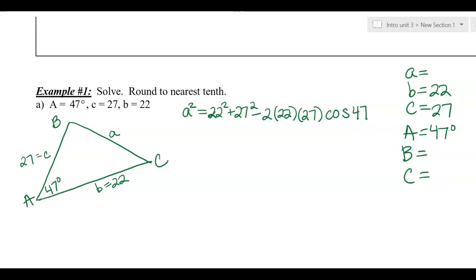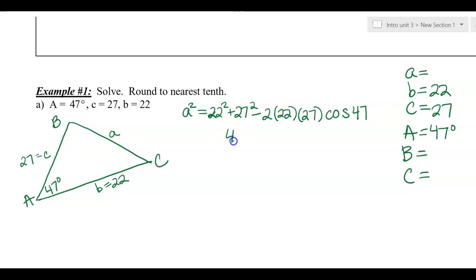Honestly, I'm giving you guys the formula, so it's not the formula that's the problem. You just really got to be careful with your calculator because there's a lot of stuff to input. If you have a calculator like the graphing or the scientific ones that let you type stuff in, you can literally just type in that whole entire thing as you see it, because the calculator knows order of operations and to multiply and stuff before. So I'm going to type in 22 squared plus 27 squared minus 2 times 22 times 27 times cosine of 47. I'm going to tell you guys what I get so you can see if you plugged it in right.